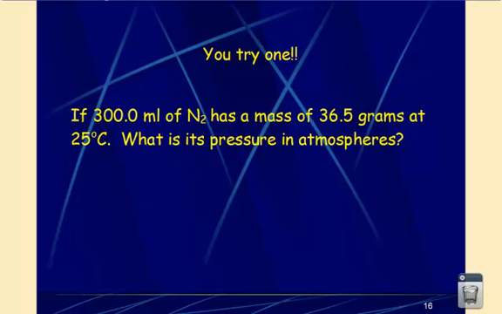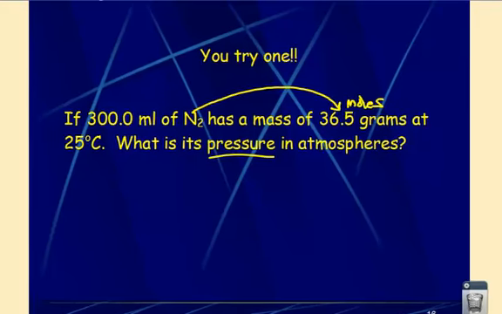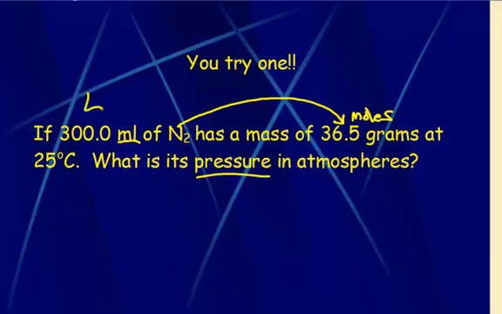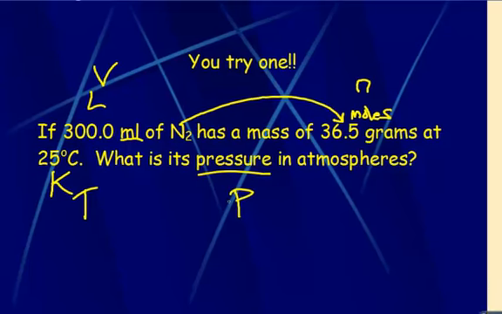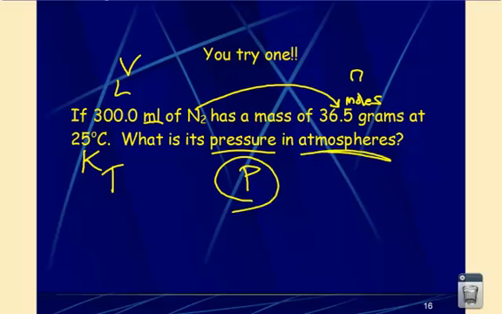From there, we're just going to solve for different units. So in this case, we're solving for the pressure. We have N2 and we have mass, so we can find moles. We have milliliters, so we can find liters. We have degrees Celsius, so we can find Kelvin. So we have the volume, the moles, the temperature, and we're asked to find the pressure. Notice it says the pressure in atmospheres, so we would want to use the value of R in atmospheres.